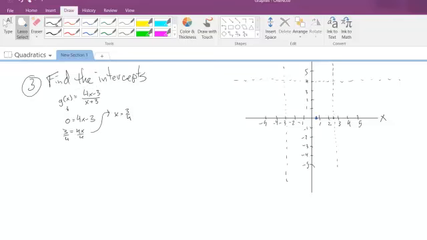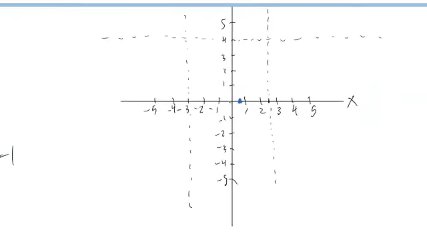Let's find the y-intercept, and you do that by setting x equal to 0. So now we'd say g of 0 equals (4 times 0 minus 3) over (0 plus 3). And that gives us minus 3 over 3, which is minus 1. The y-intercept is at minus 1.